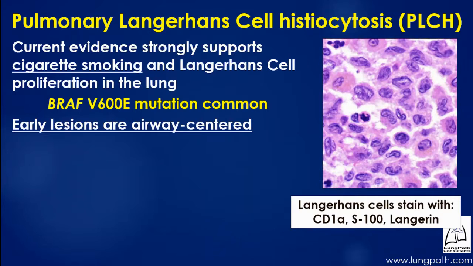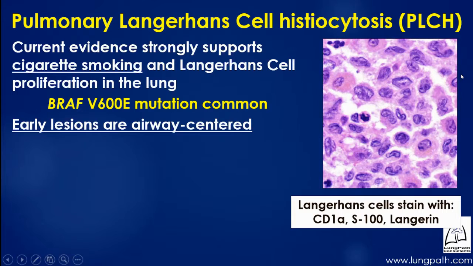Now we come to pulmonary Langerhans cell histiocytosis, and this is a wonderful disease. Most of these are smoking related and hence have an upper lobe distribution and often show airway centering early on before there's too much lung destruction. And then the distinctive cell that we see in Langerhans cell histiocytosis is, of course, the Langerhans cell.